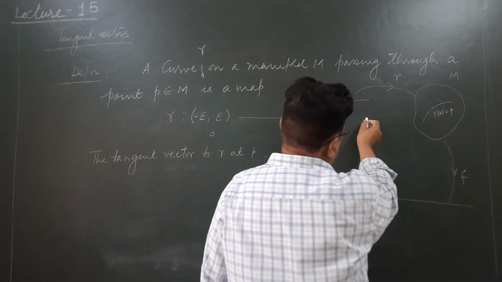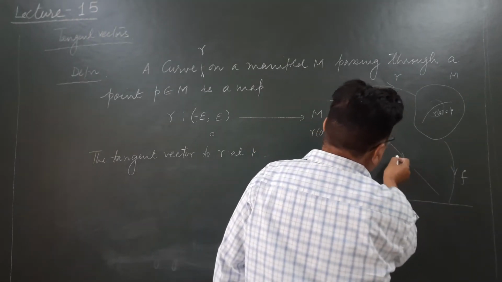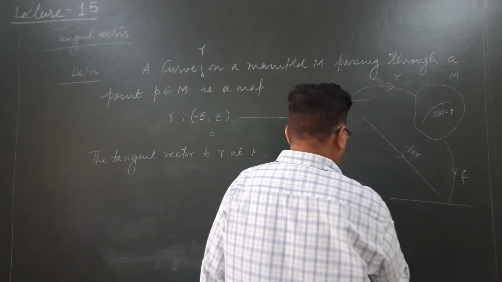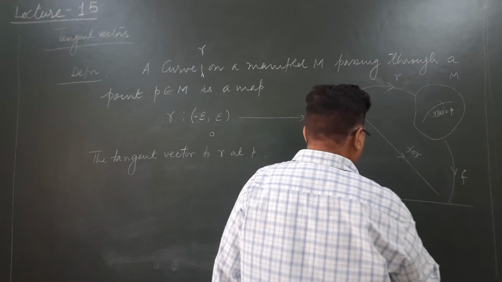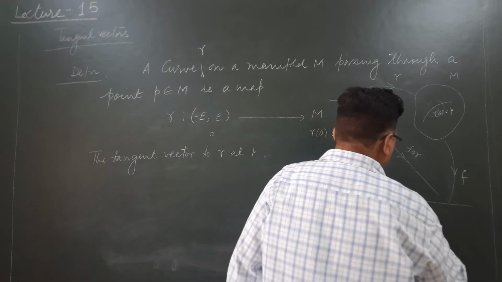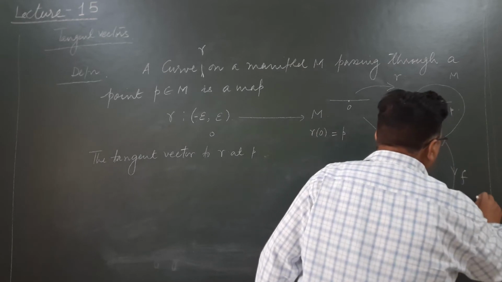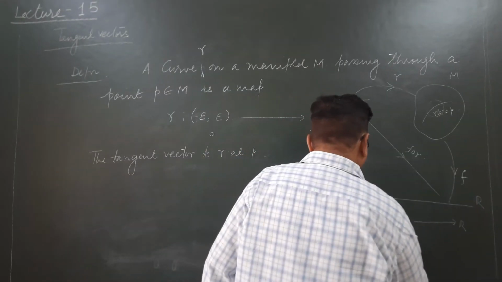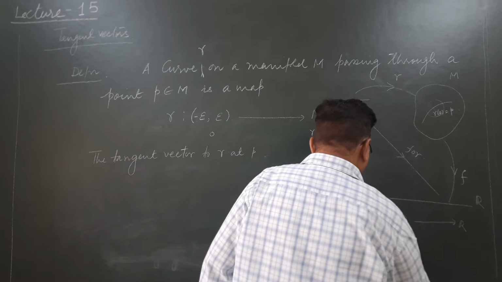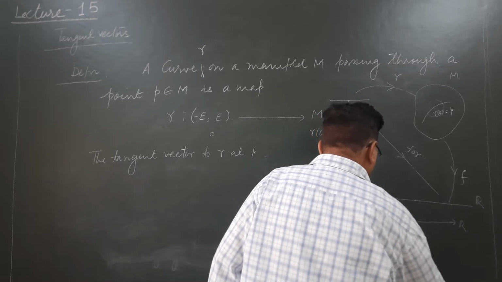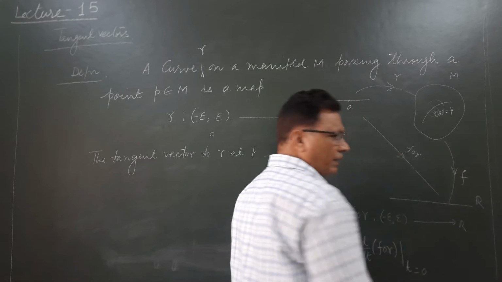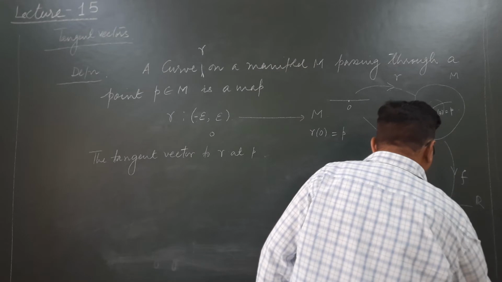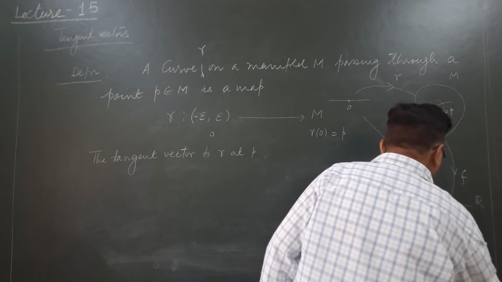Okay. Now you just compose these two maps. This is F composition gamma. So F composition gamma is a map from this interval into R. Okay. What I will do, I will differentiate this F composition gamma at t equal to 0. Whatever you will be getting, I will call it gamma dash 0 of F.